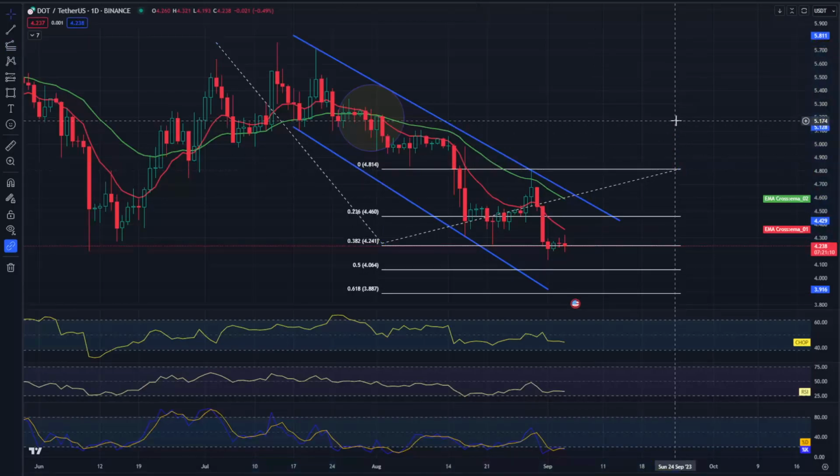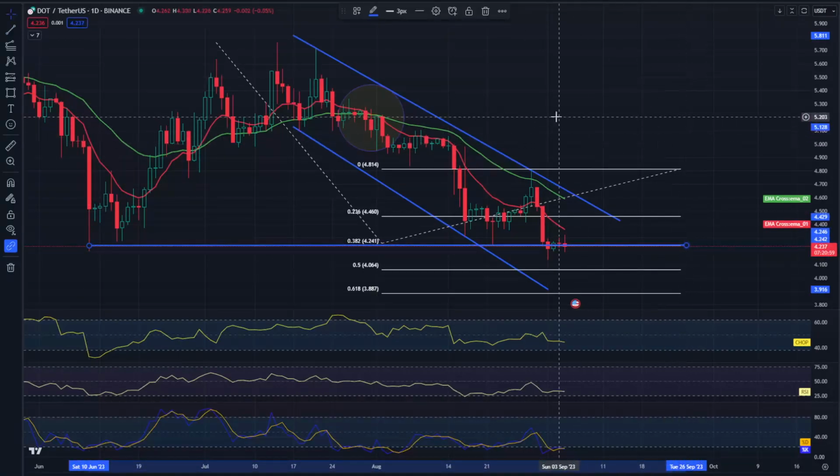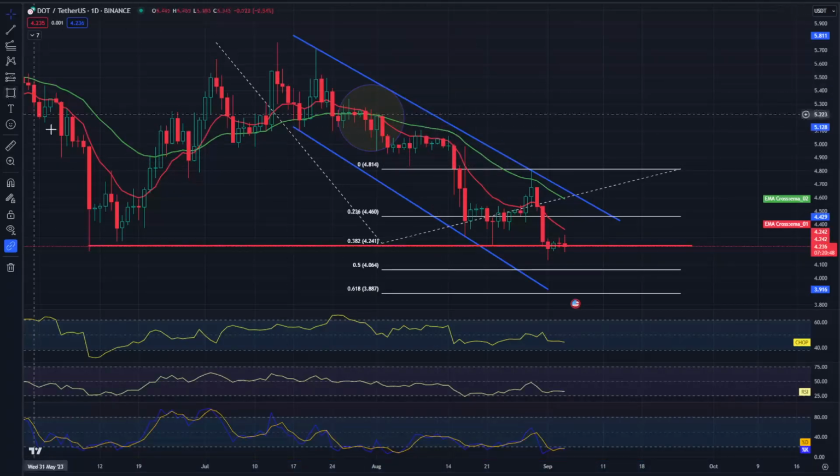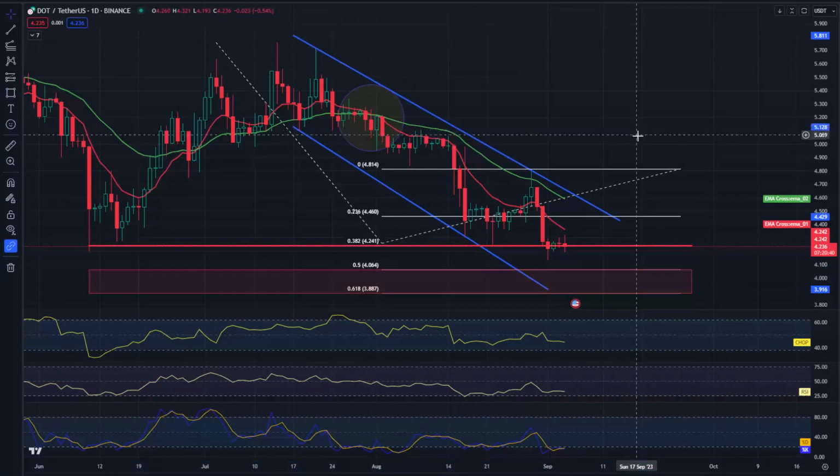Moving on, we can move on to marking support areas when we start a larger correction. And here the first support is at the price of $4.24, where the price remains. While further we have a strong support zone from $4.06 to $3.88.